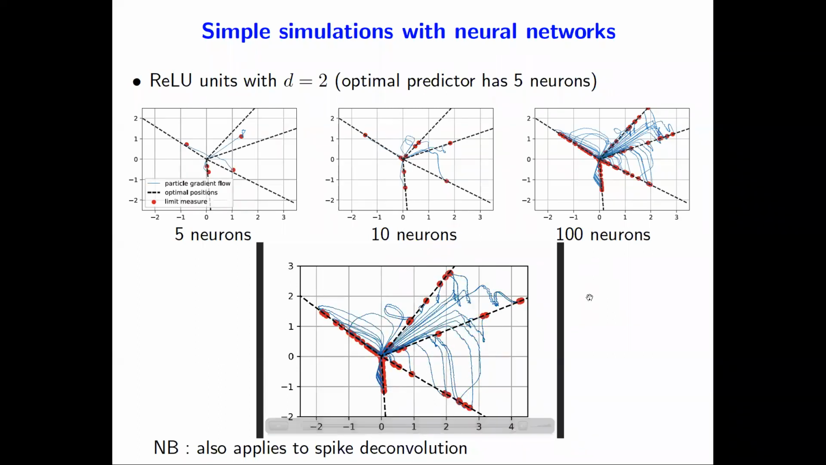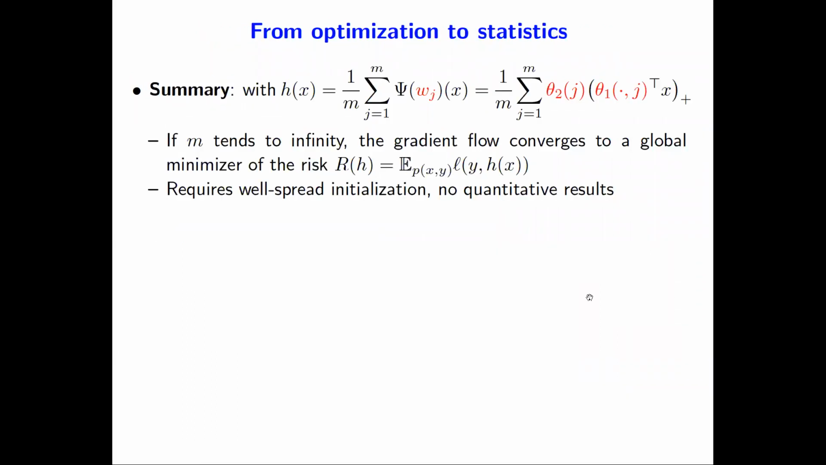All right, so this is for convergence. As a summary of the first part of the talk, what I presented is: if you start with a prediction function h, which is a sum of terms which are parameterized independently, for example neural networks, then if the number of neurons goes to infinity, the gradient flow will converge to the global minimum of your risk, which is over there.